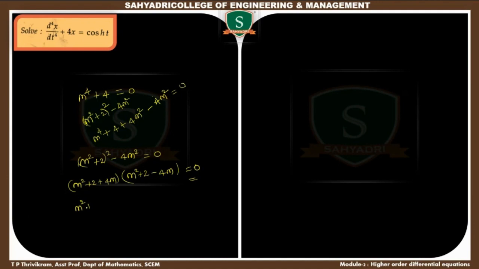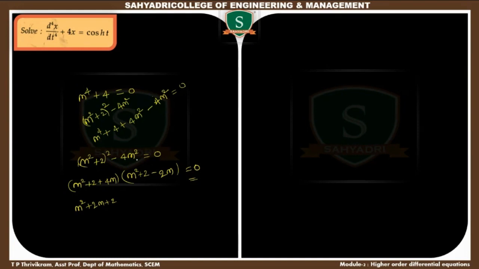M square plus 4m plus 2. Sorry, sir, is it 4m or 2m? 2m, sir. It will be m square plus 2m, right? 2m plus 2. M square plus 2. A square minus b square. A square minus b square. Sorry, it is 2m. It is 2m. Correct.